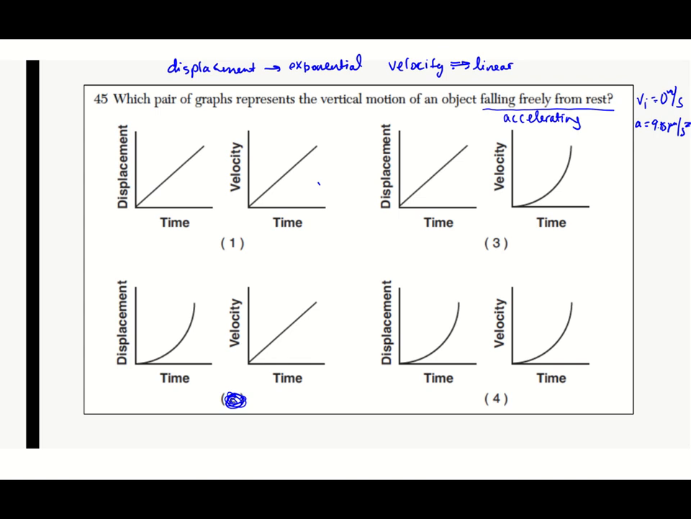So each second, you add 9.81 to its speed, so velocity increases at a constant rate. So it has to be linear. And then displacement here changes exponentially, because as you increase your speed, you're not moving at the same constant rate. You're moving at an exponential rate.